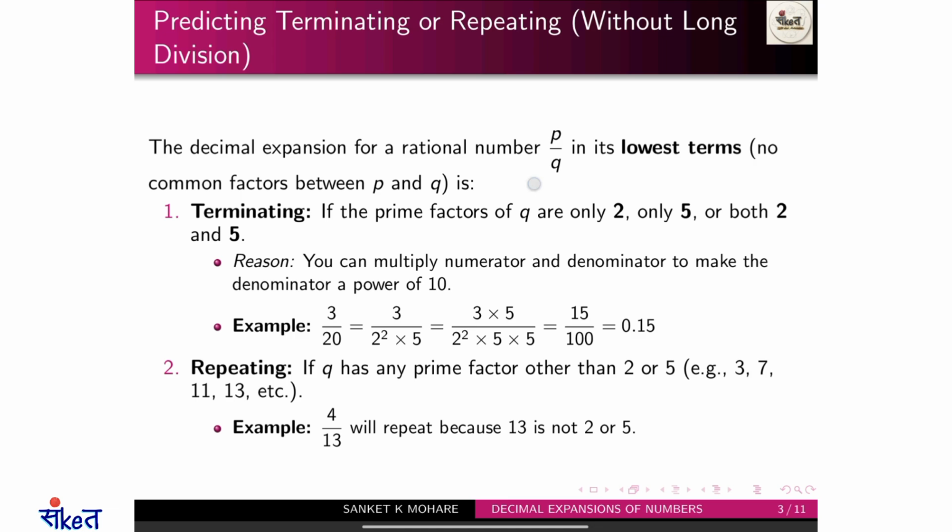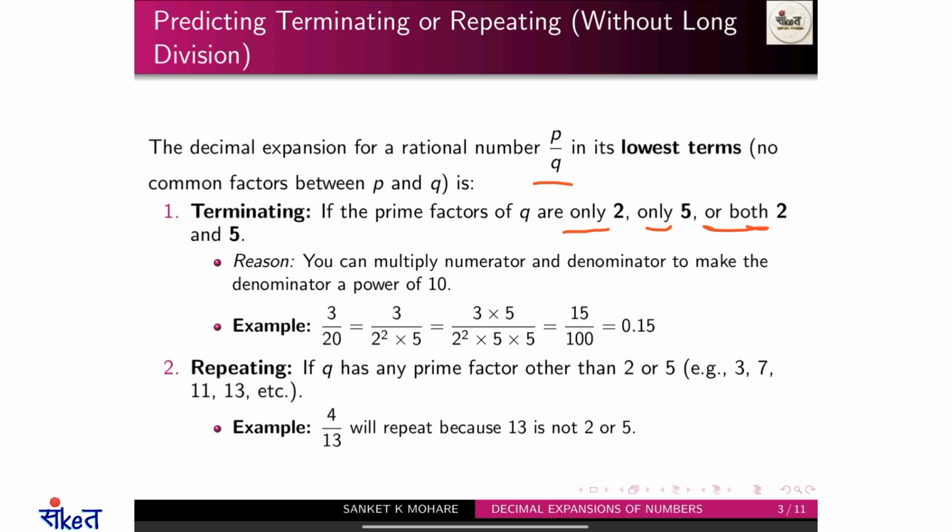The decimal expansion of a rational number p by q in its lowest terms, that is, no common factors between p and q, is terminating if the prime factors of q are only 2, only 5, or both 2 and 5. It depends on the factors of the denominator q. When the denominator q has only the factors 2, only 5, or both 2 and 5, the expansion becomes terminating. Why so? Here is the reason.